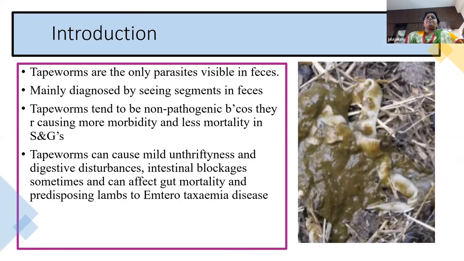Regarding the importance of tapeworms, they are the only parasites visible in feces and are mainly diagnosed by observing segments, that is proglottids, in the feces. Tapeworms can cause very mild unthriftiness and digestive disturbances, intestinal blockage, and can affect gut motility, and also predispose lambs and kids to enterotoxemia disease.